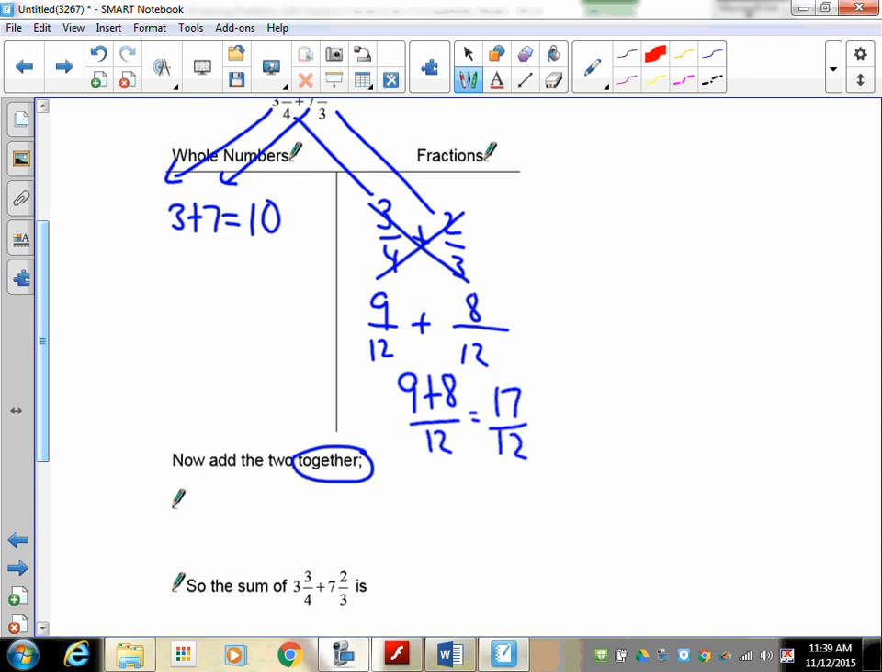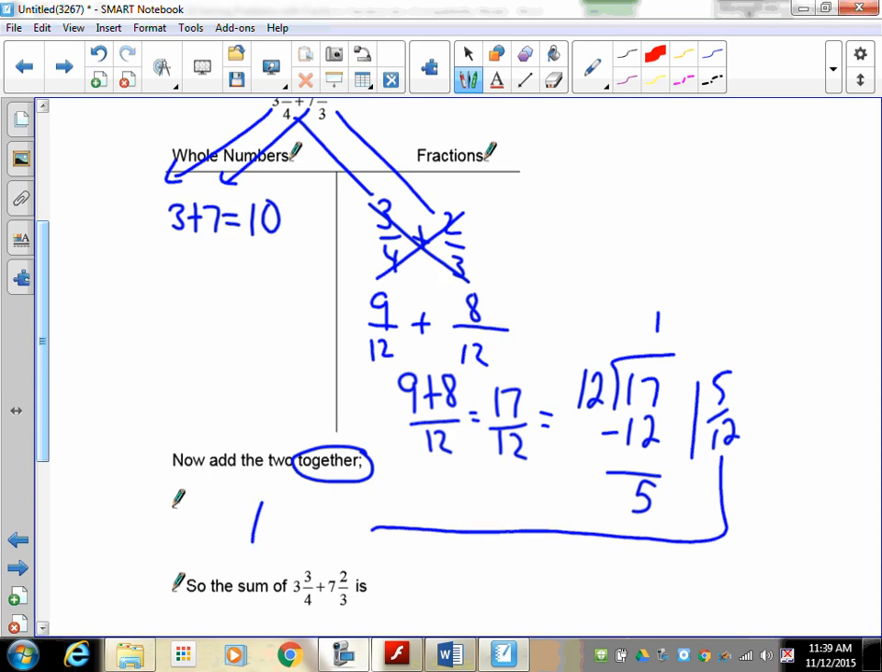Now, in this case, you cannot leave the 17 over 12 in this format because we have a whole number of 10 on the other side. So we have to convert this into a mixed fraction. 12 goes into 17 one time, and that gives you a 5 remaining. So it's 1 and 5/12. Now you can use your calculator to do it. You don't have to do what I did. Now take the 10 and add it to the 1 and 5/12, and you'll find out that 3 3/4 plus 7 2/3 is 11 and 5/12.